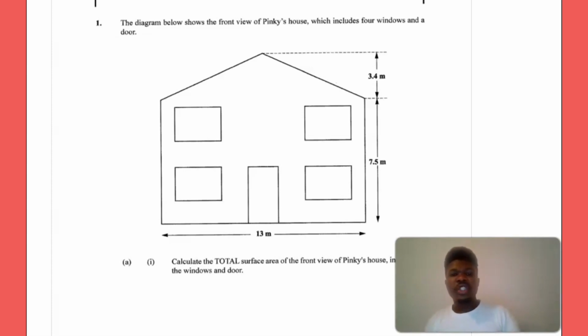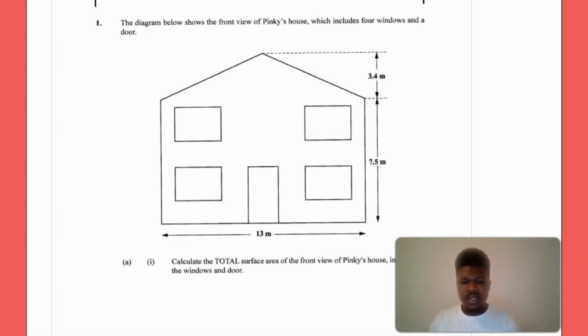The diagram below shows the front view of Pinky's house, which includes 4 windows and a door. So it has 4 windows and a door. So we can see the dimensions of the base, 13 meters, height up to the ceiling, not all the way up to the top, is 7.5, and then for the roof is 3.4. That's the height. So we add those, we can get the total height.